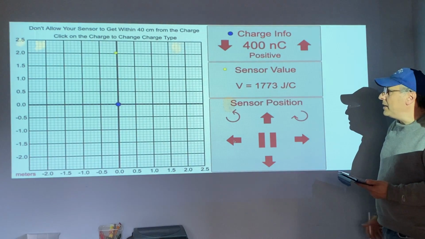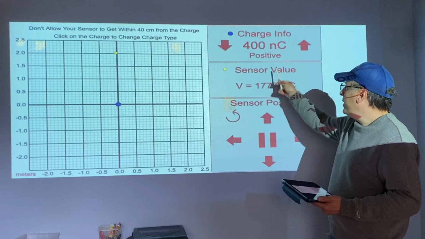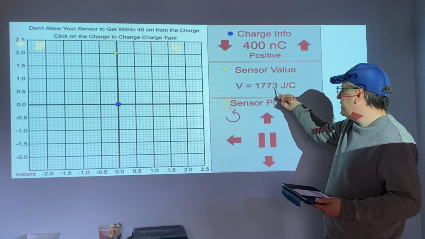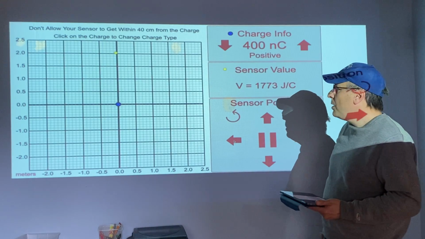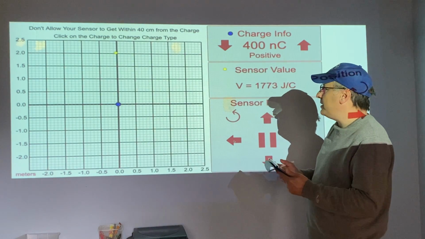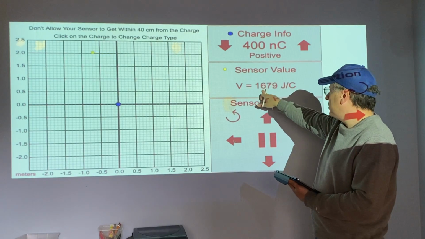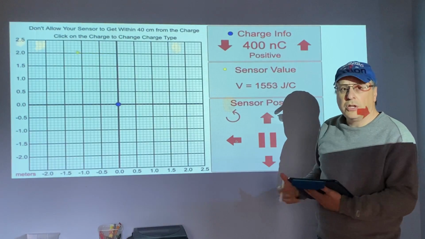Okay, let's try and make it a little more real. So first of all, we put our sensor in a different spot. We got almost the same answer, 1773 joules per coulomb. Look at where my sensor is. And this time what I want to have the sensor do is move to a new spot. And you'll see that when I move the sensor, I change the voltage.